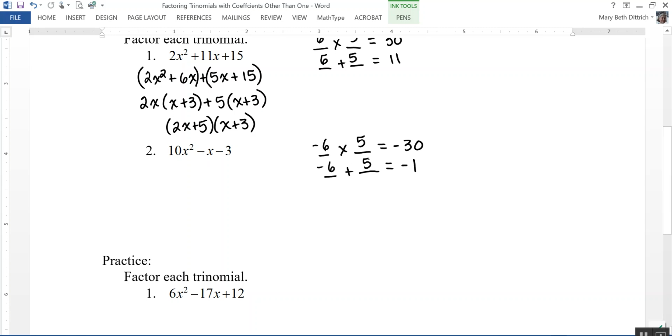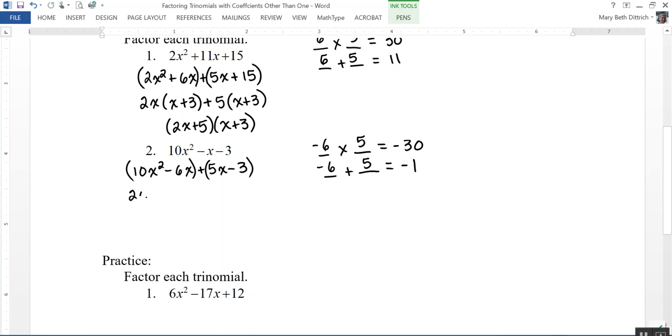Okay, so I'm going to use those two numbers to rewrite my negative 1x in the middle. So that's going to be 10x squared minus 6x plus 5x minus 3. Notice I haven't changed the problem at all. All I did was break apart that negative 1x in the middle to be negative 6x plus 5x so that I have four terms and I can factor by grouping. So let's put parentheses around each one of those and take out a greatest common factor.